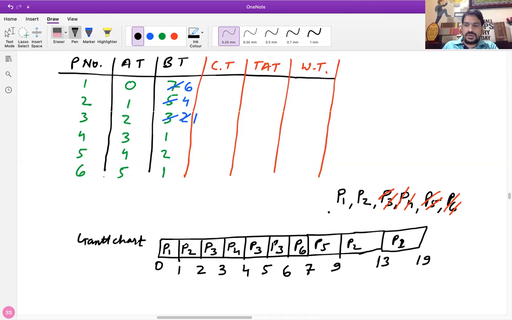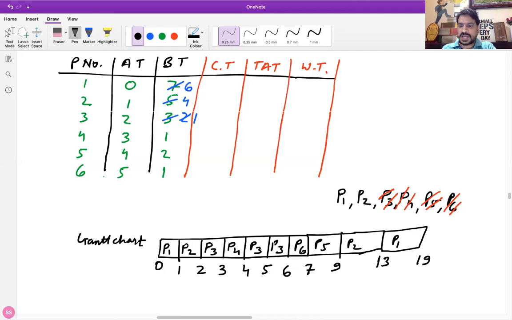So you can see here how the shortest remaining time first works. Now we are doing 1 burst time. Why are we doing 1 burst time previously? Because we want every process to get a chance. That's why we are doing 1 burst time at a time.